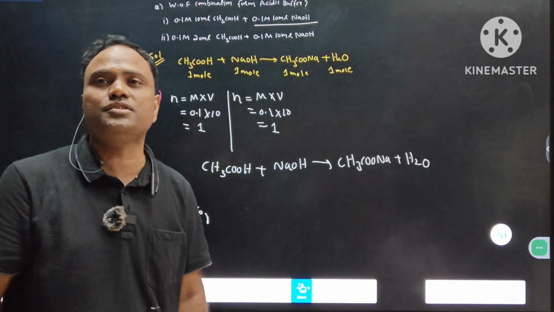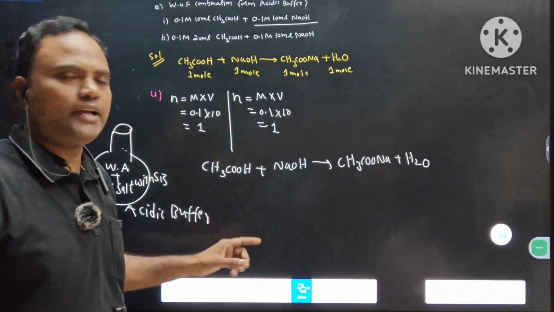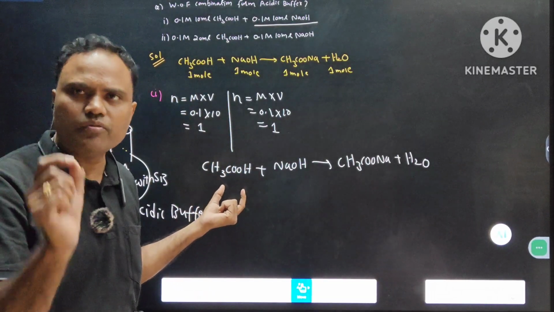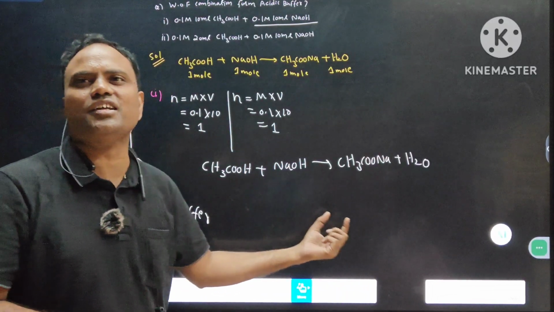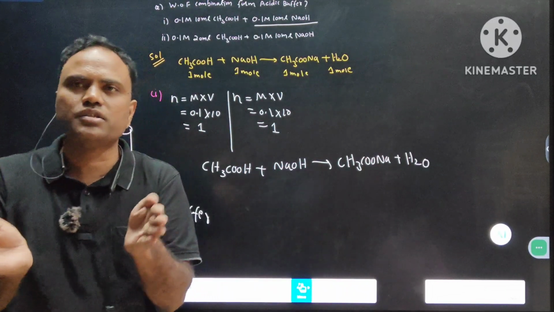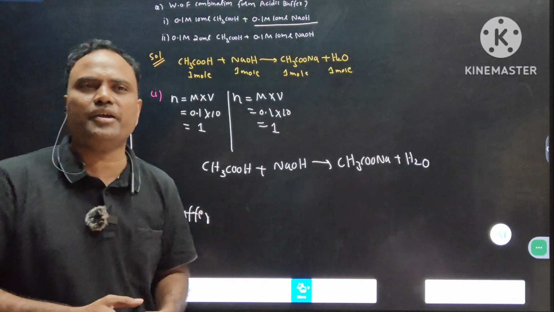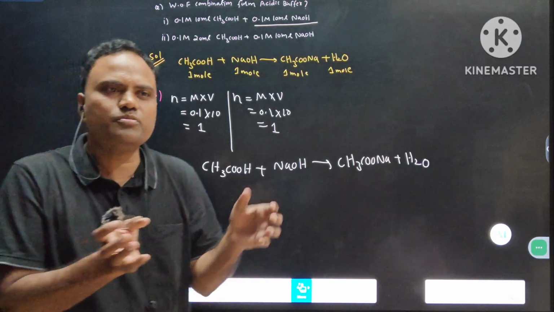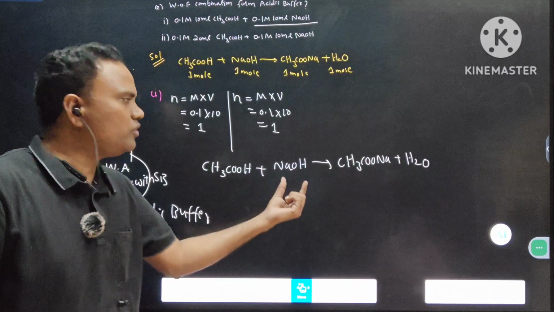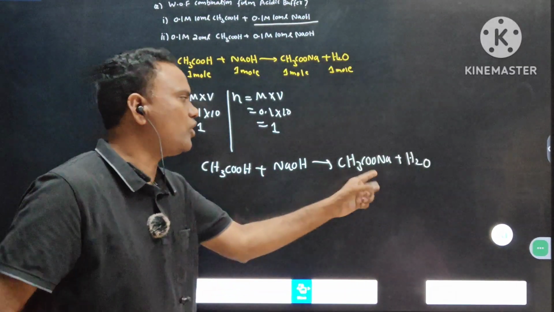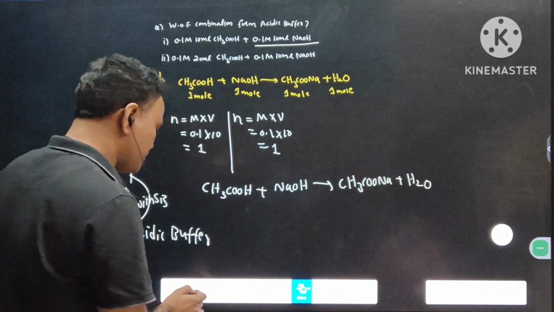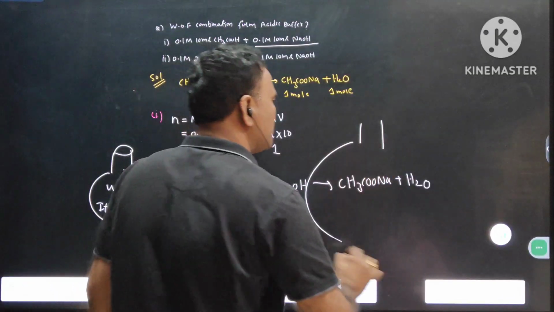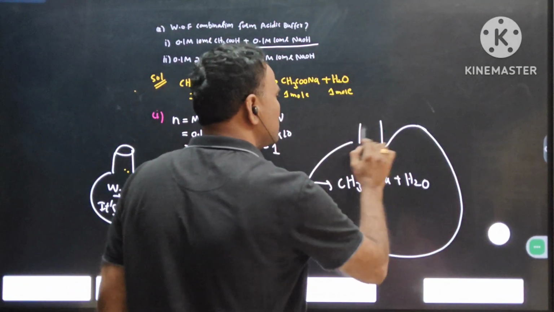But look at this. According to the given data, 1 mole of acetic acid is reacting with 1 mole of sodium hydroxide. Is there any weak acid remaining? 1 is consumed by 1. Clear? Both are consumed to form sodium acetate. Is there any weak acid in the beaker?